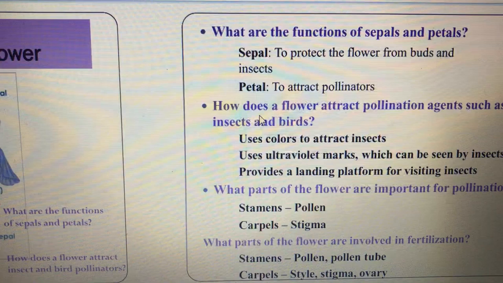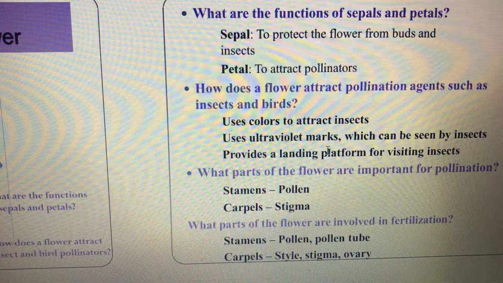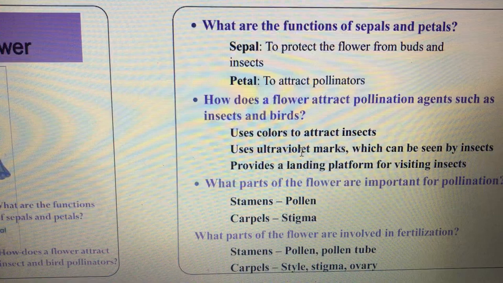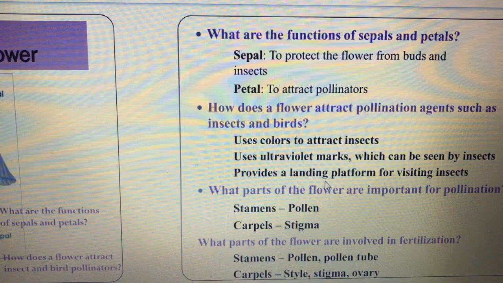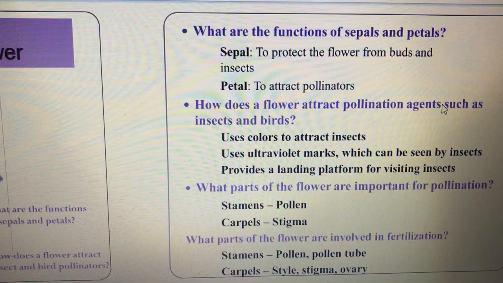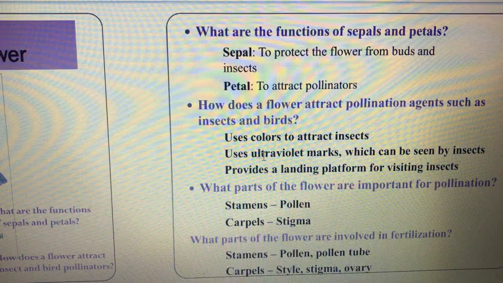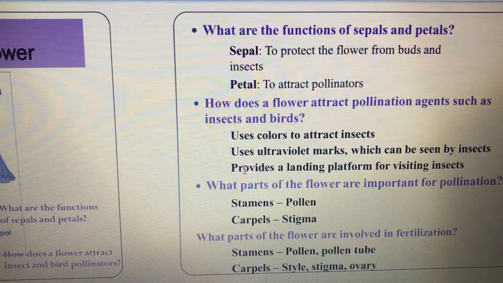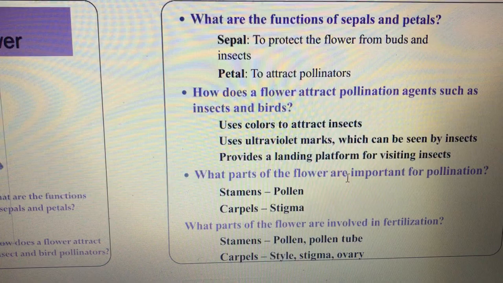And how does the flower attract pollination agents such as insects and birds? Well, the use of colors attracts insects, the use of ultraviolet marks, which can be seen by insects, and providing a landing platform for visiting insects. So, some ways that a flower attracts pollination agents are by the use of colors, UV marks which can be seen by insects, and a landing platform for visiting insects.